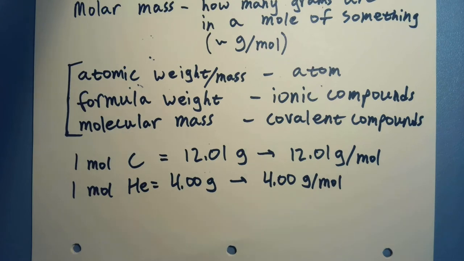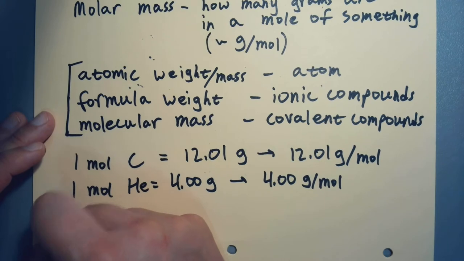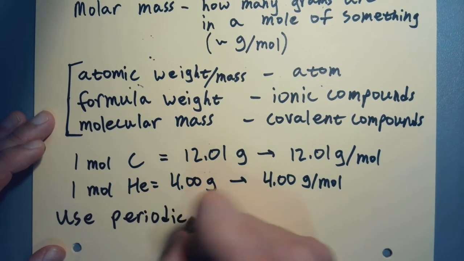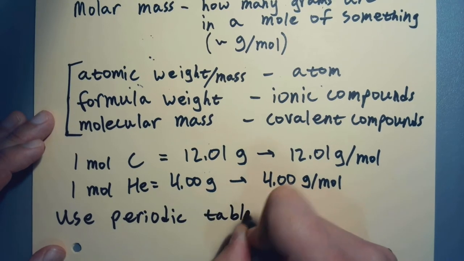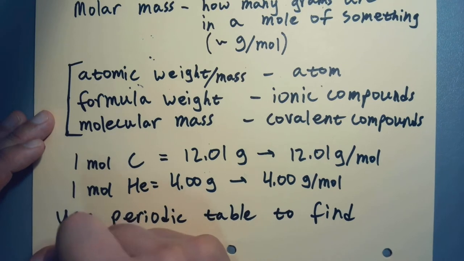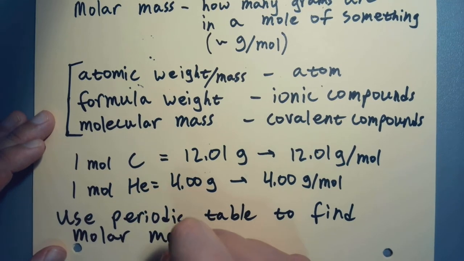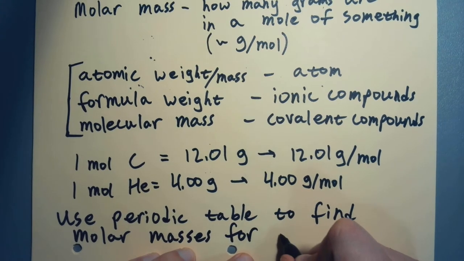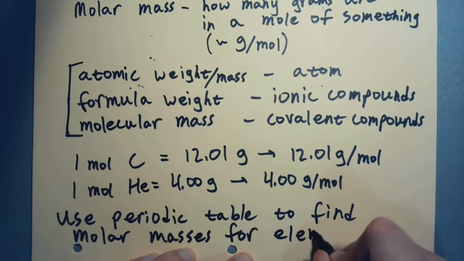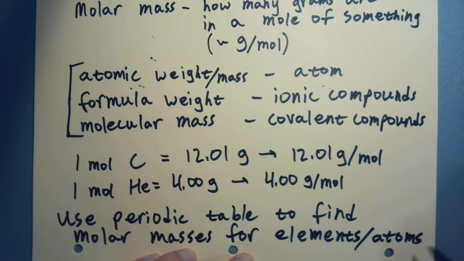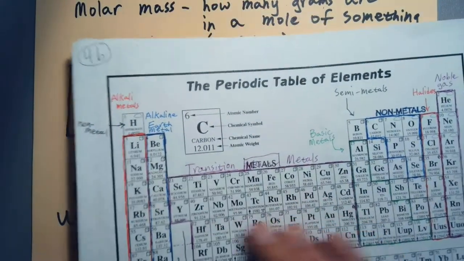Alright, so this is how we find molar masses for atoms. So we use the periodic table. That's all we do. We just use the periodic table, we find our molar masses for atoms. Or I'm actually going to be a little more specific. I'm going to say elements, right? Because it varies element to element.